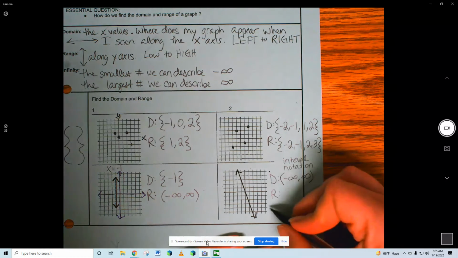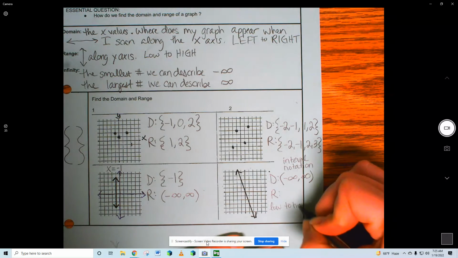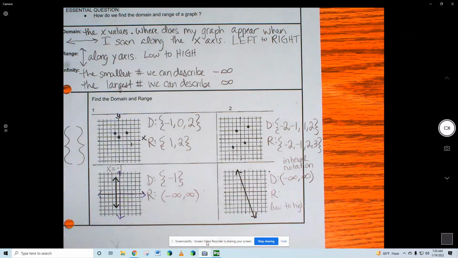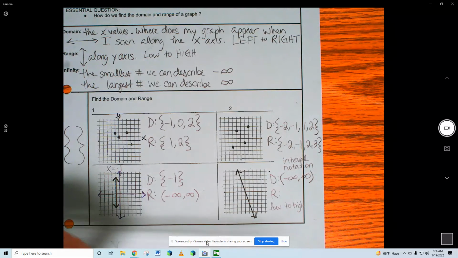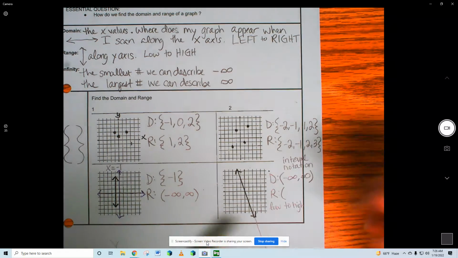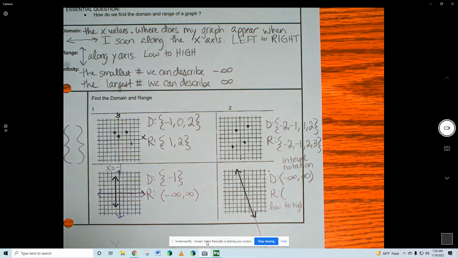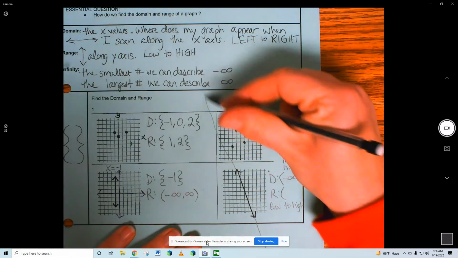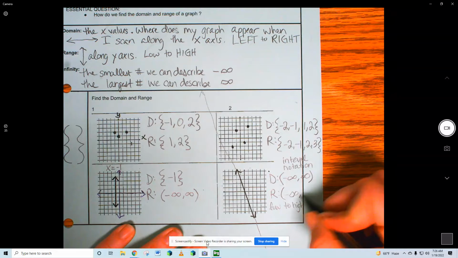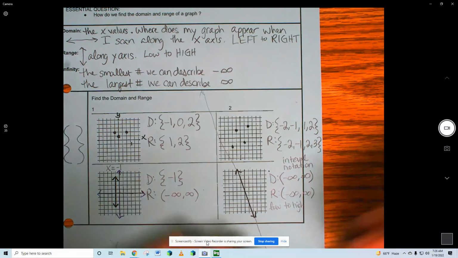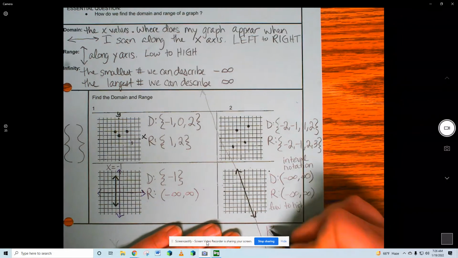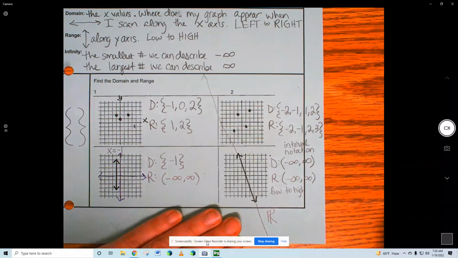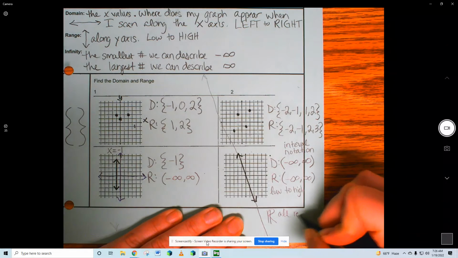Now range, low to high. Start low. Low to high. It's going to be way low. That's negative infinity. And it's also going to go really high up, all the way. Negative infinity to positive infinity. All real numbers. There's an R with a line down it. It's like a dollar sign, but not an S, it's an R. And this also means all real numbers.